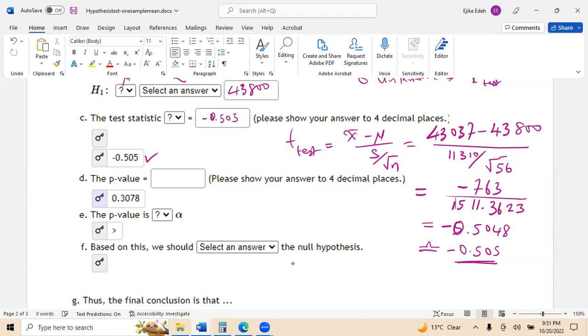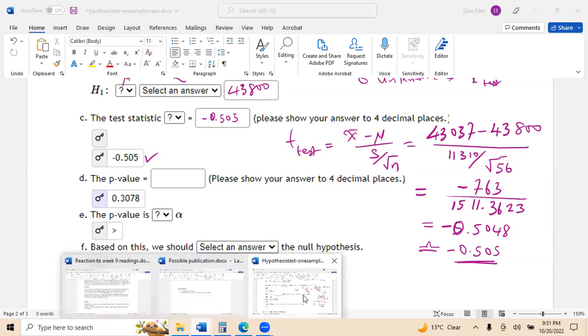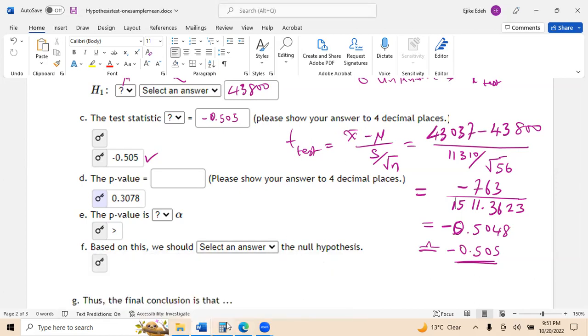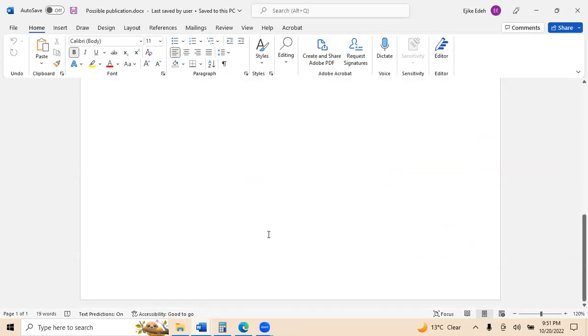And mind you, the test statistic could be anything, positive or negative. It doesn't always have to be negative, and it doesn't have to be a small number. So remember what you are doing. If I should pull up a second page to explain that a little bit, not that page. Okay, let's use this one. Remember what you are doing.